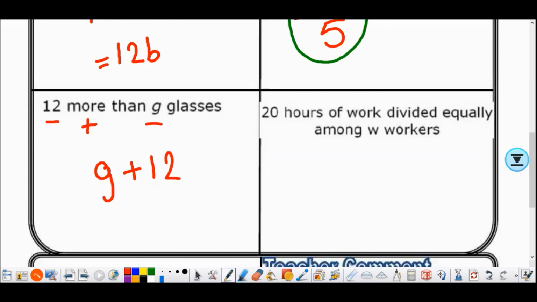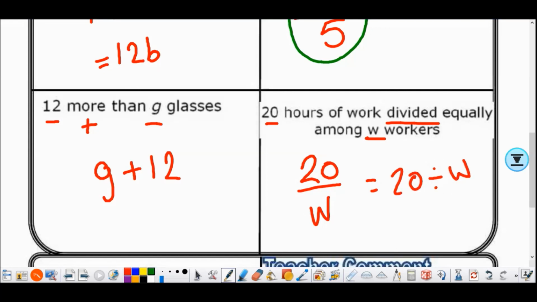And the last one, 20 hours of work divided equally among W workers. Okay, I've got 20 hours, divide W, 20 divide W. Again, you could write it 20 divided by W, but mathematically it's much nicer to see the fraction.